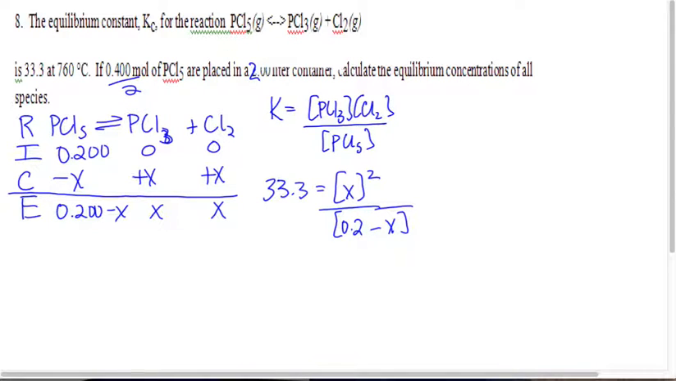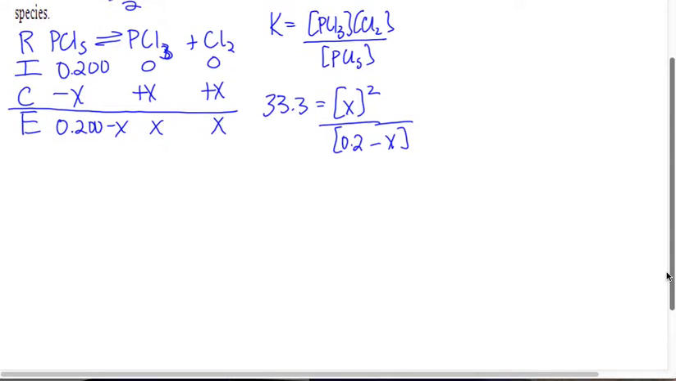So your job is going to be solving for x. This is why we need the quadratic formula. So I'm going to cross-multiply 0.2 times 33.3 is 6.66 minus 33.3x, and that's equal to x squared. What do I need to do to make this quadratic formula friendly?